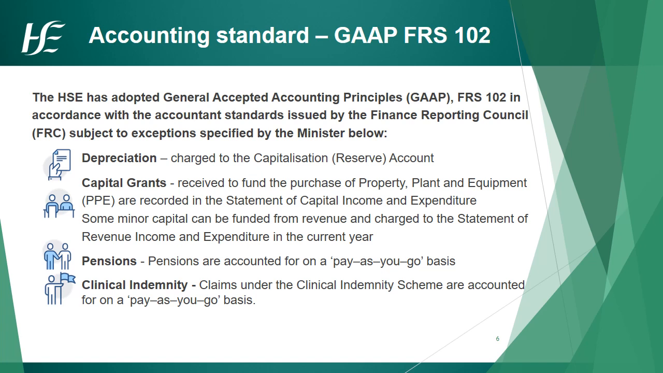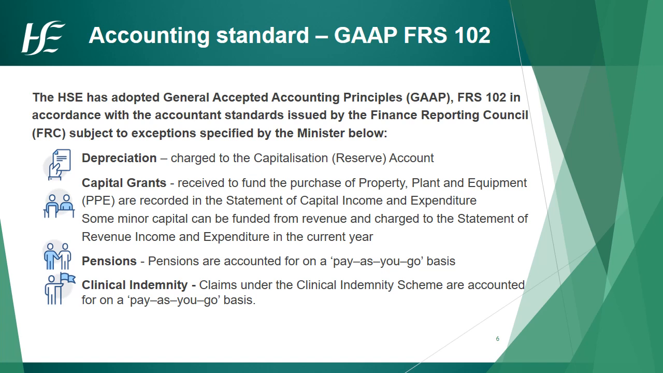Capital grants. Under GAAP, capital grants received from the state to fund the purchase of property, plant and equipment are recorded as deferred income and amortised over the useful life of the PPE. In the HSE, such grants are accounted for in the Statement of Capital Income and Expenditure as incurred. Capital grants and capital expenditure in relation to assets other than those purchased by way of service concession arrangements are recognised in the Statement of Capital Income and Expenditure as incurred.